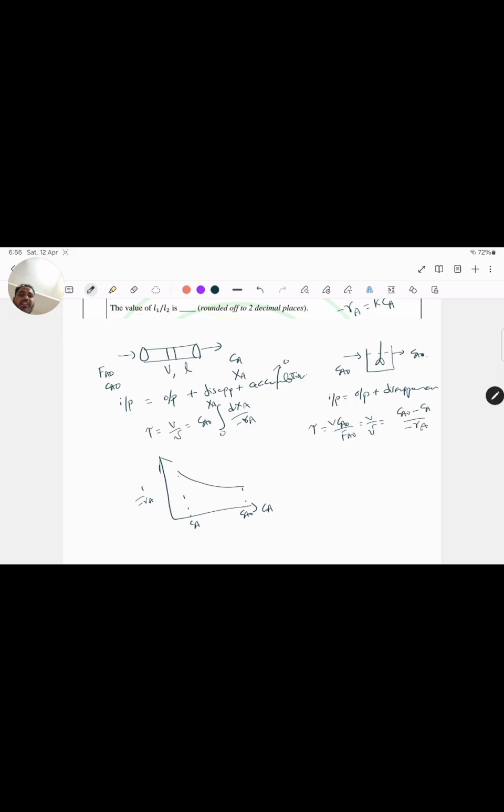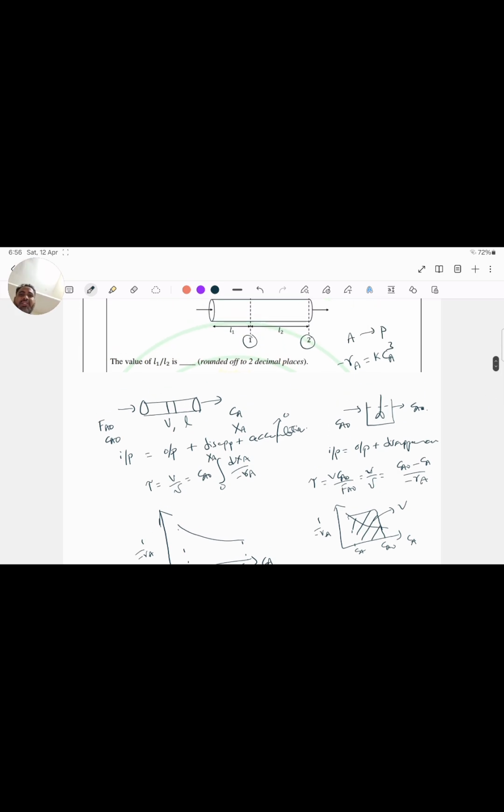You are going to get this expression even if you plot a graph. If you plot a graph of Ca versus 1 by minus Ra, and here the concentration is Ca to Ca0, since it is a CSTR, you are going to take the area of the rectangle, so that will give you the volume of the reactor. This area completely will give you the volume of the reactor. So this is just the basics I wanted to introduce for PFR and CSTR.